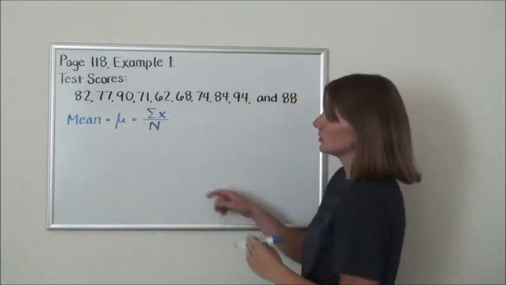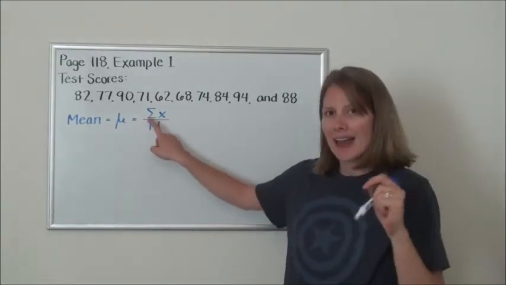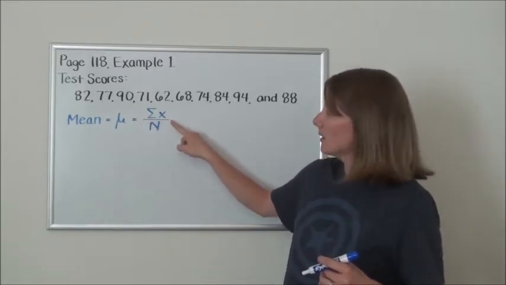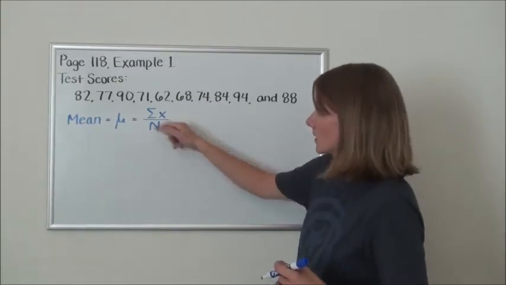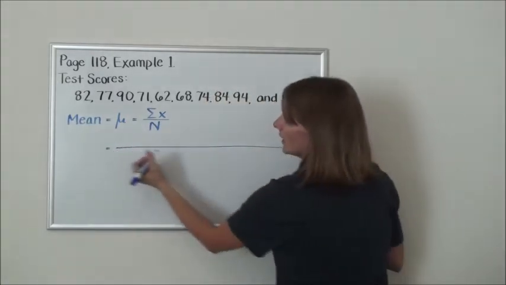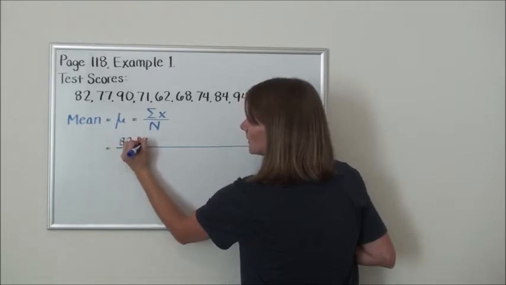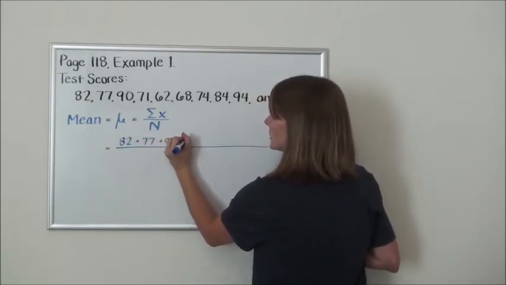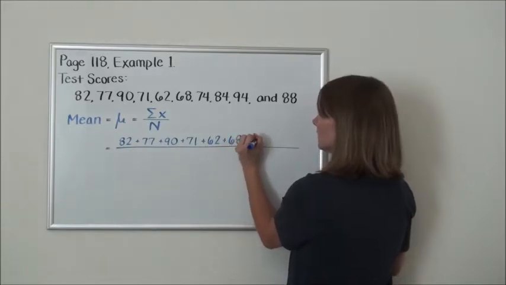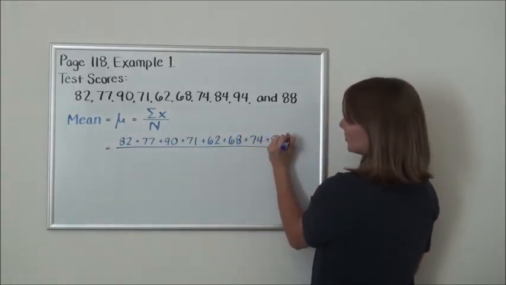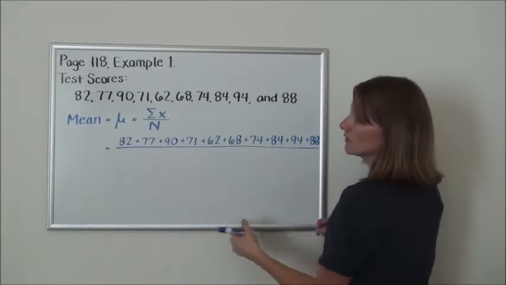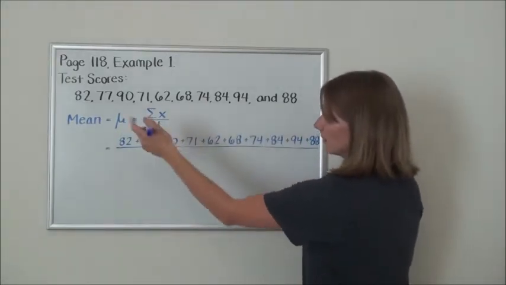What we're supposed to do is add up all the values and divide by how many there are. So in math, capital sigma means summation, or add everything up. X is the variable, so add up all the variable values, divide by, this is our population size, how many values there are in this entire population. So for our example here, we're going to add up the 82 plus the 77 plus the 90 plus the 71 and on, making sure we take every single value in the population and add it up. Then I take that entire sum and divide by how many values there are, and the population size here is 10.